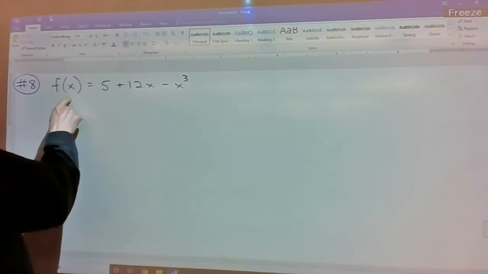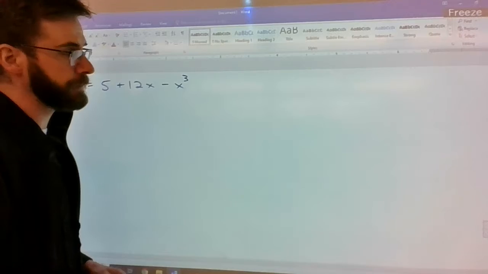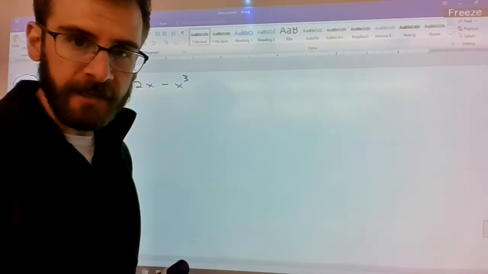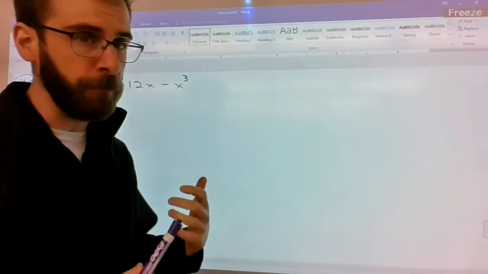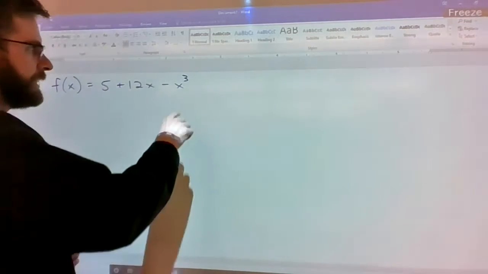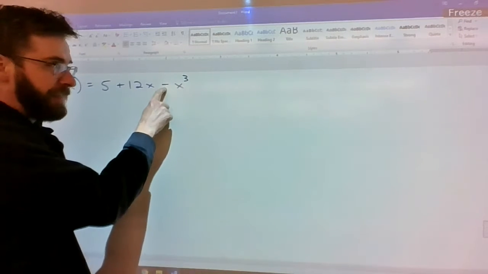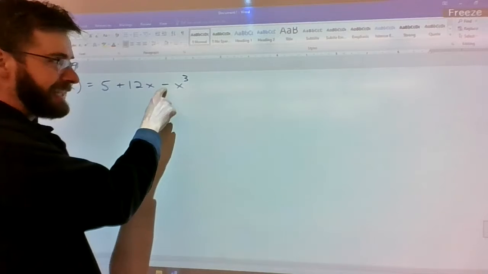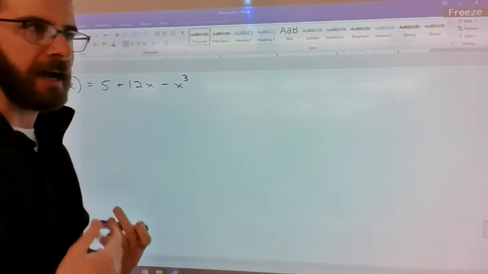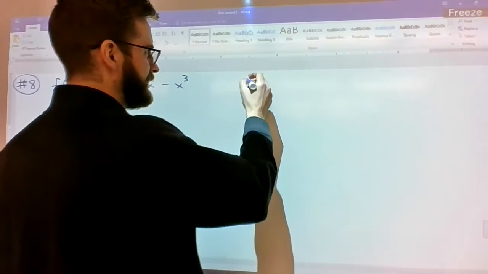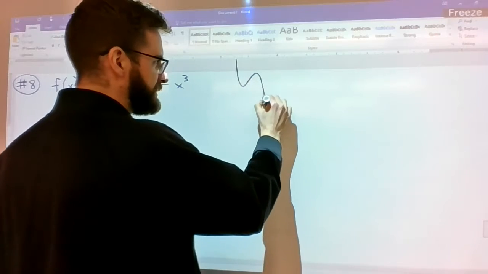We're given the function f of x equals 5 plus 12x minus x cubed. Now from your pre-calculus days, I would hope that you guys would have an understanding of what this graph looks like before we even get started. The leading power is odd, the leading coefficient is negative, and you have multiple x's in here. I would hope you remember that it's reflected vertically and then has one of these deals happening.